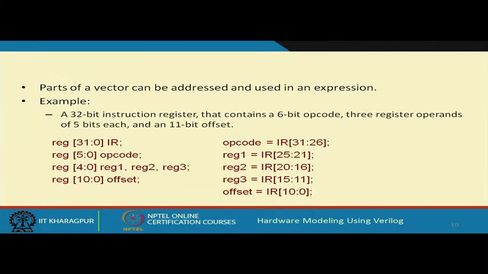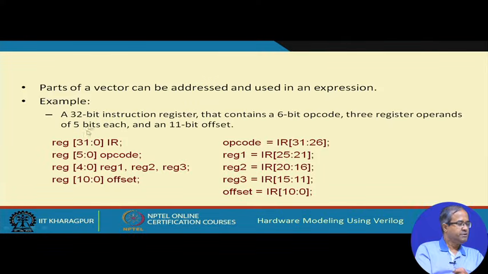So, after we have seen this vector, let us see how we can use sections of a vector in an expression. So, what do we mean by sections of a vector? Suppose I have declared a vector of size something, let us say 32. So, the example I have shown is a vector of size 32, and I want to extract 5 bits from the middle of the vector and assign it to some variable. Now, can I do it? Yes, I can do it.